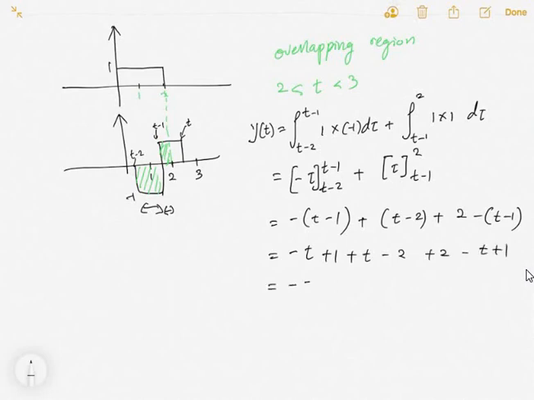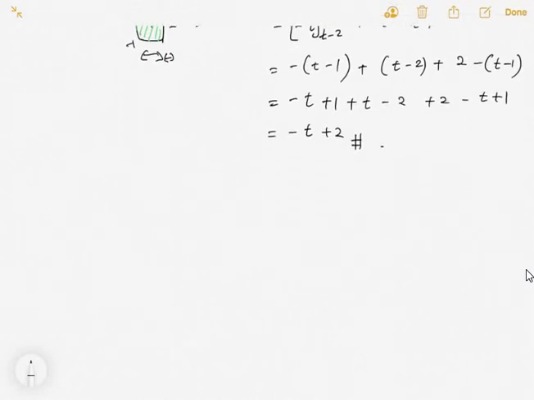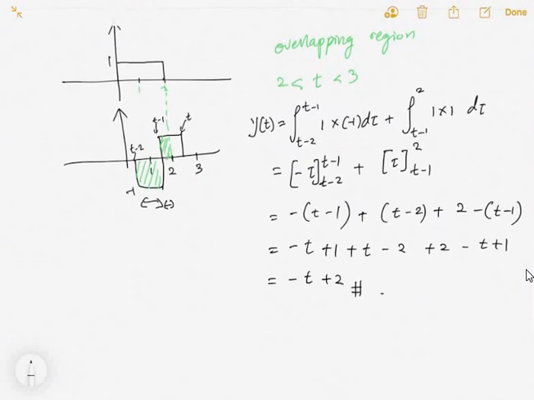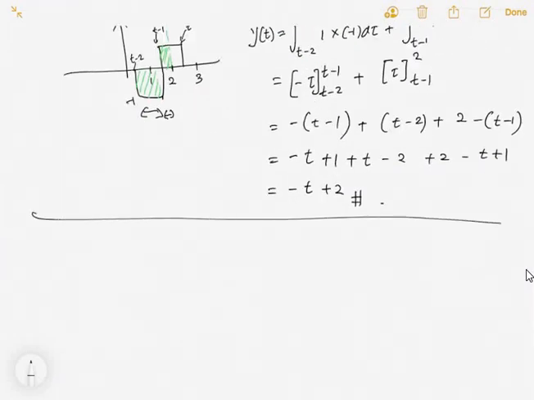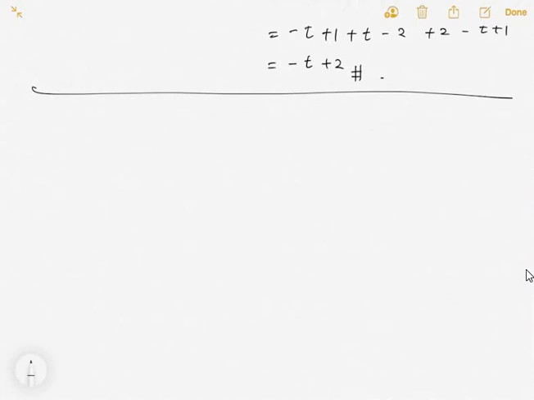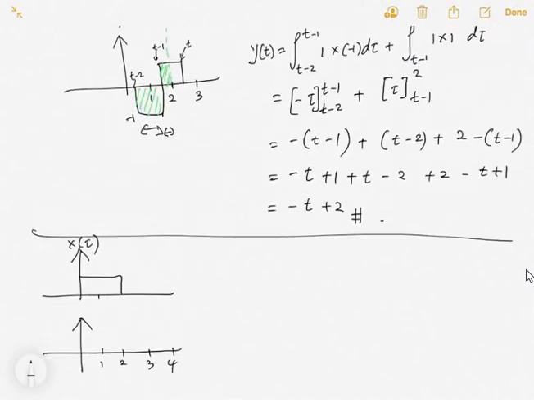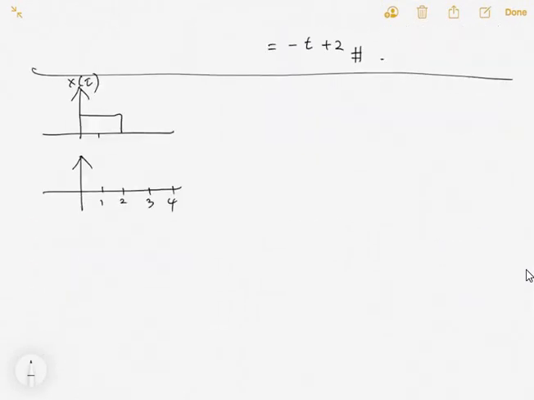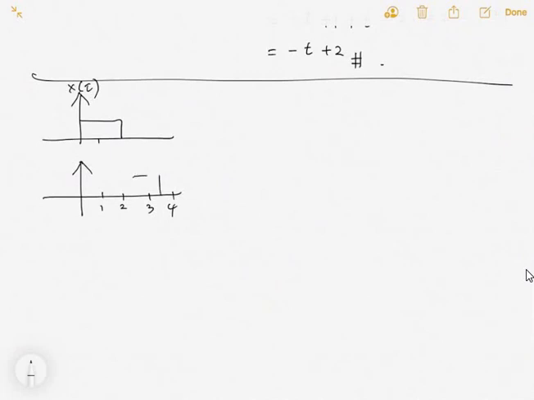So at the end, you'll get negative t plus 2. Okay, so you still have overlapping, so you need to continue to the next one. This x(t) is always fixed, x star always fixed. You just move the h(t minus tau). Okay, 1, 2, 3, 4. So your overlapping region is just 3 to 4.